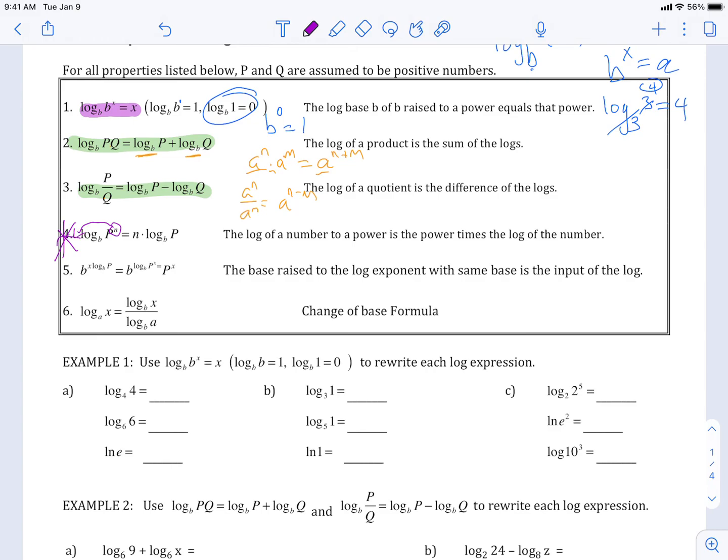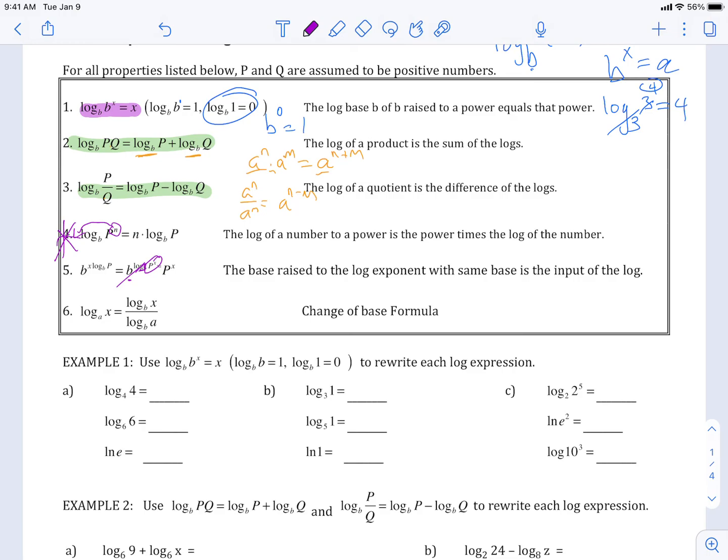Then b to the log base b of p to the x is equal to p to the x. This is kind of like a weird rule. I wouldn't worry about this one too much, but you see here that if you're raising a base to a log of the same base, they just pretty much cancel each other out and you're left with whatever's remaining. In this case, the p to the x. So the way they explain it is the base raised to the log exponent with the same base is the input of the log.